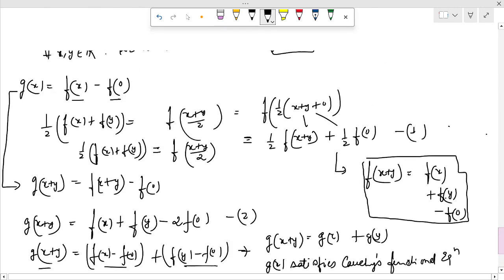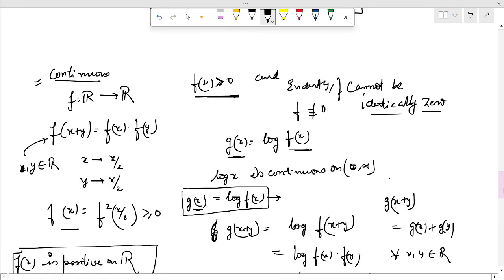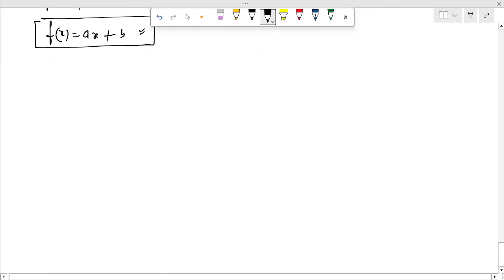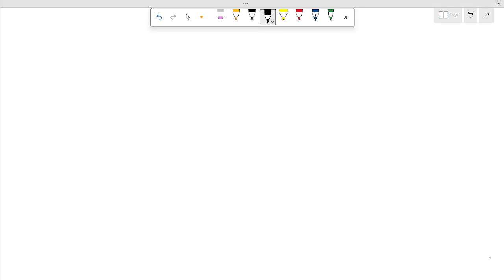So all these questions that I did today were inspired by Cauchy's functional equation. In the next lecture, we are going to continue with some more questions on Cauchy, on more questions of functional equations and continuity.